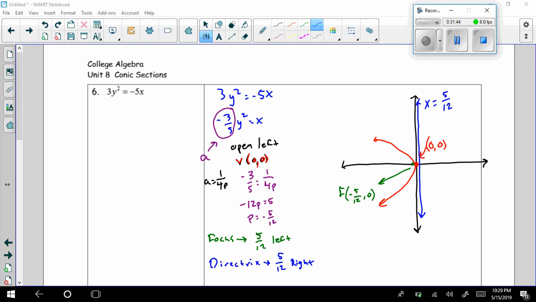Okay, and here's this one. Hopefully that wasn't too hard for you. It's really just establishing those steps as to what you need to do. So looking at your a value, identifying your vertex. If there's nothing being added or subtracted, it should be 0, 0. Finding that p, which tells you where your focus and directrix are, and sketching your graph.